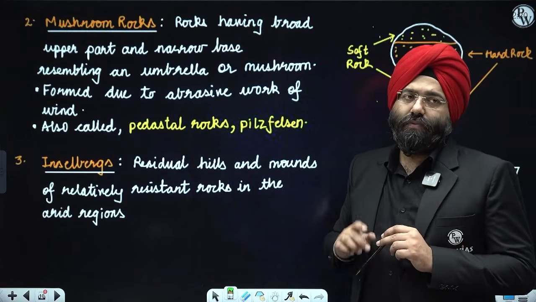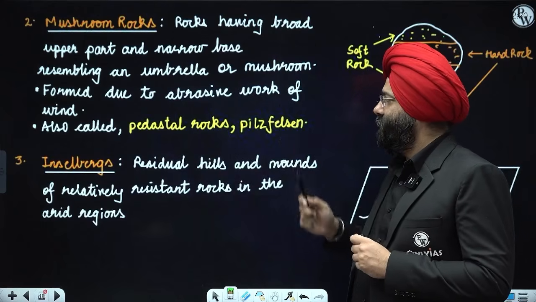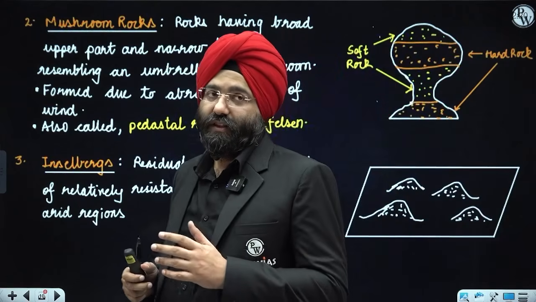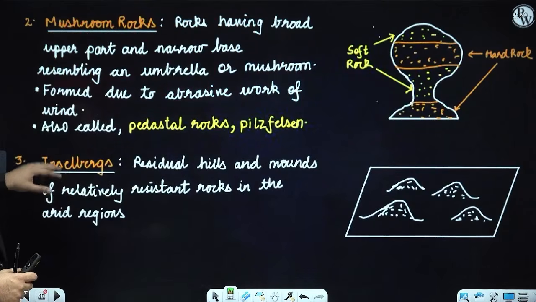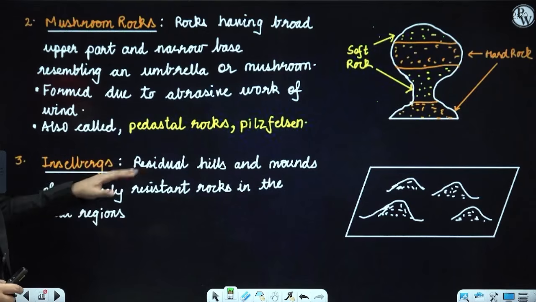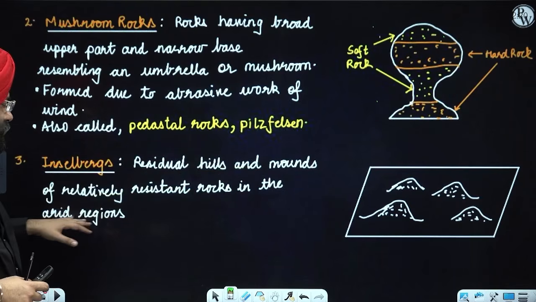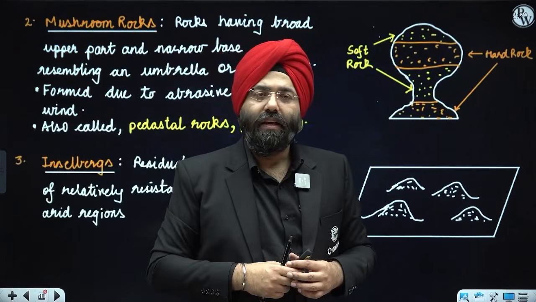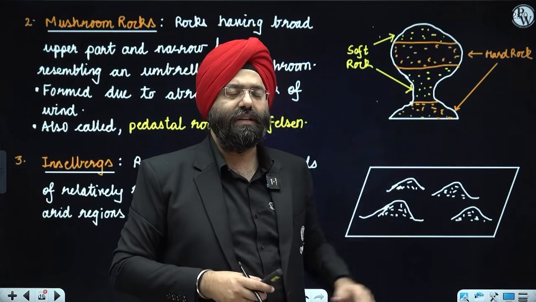There is an alternative word. These are also known as pedestal rocks and these are also known as pilsfen. So now this is again very, very important. These two words are very important. Now another word is Inselbergs. Now Inselbergs are residual hills or mounds of relatively resistant rock in the arid region. You would have seen very often in certain arid regions, these are small mounds that are present.